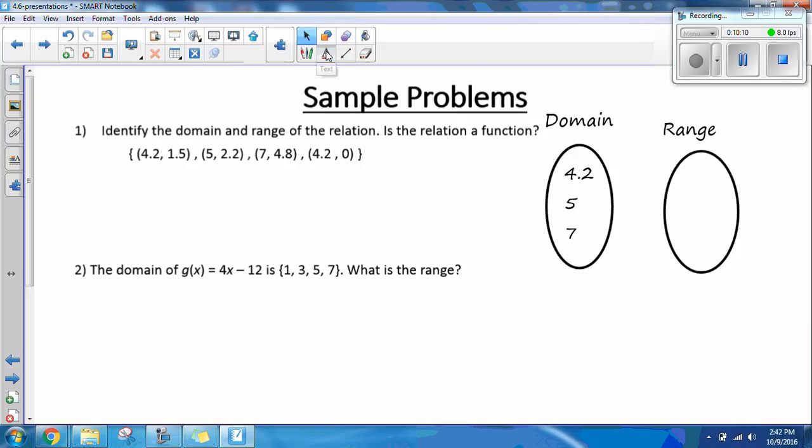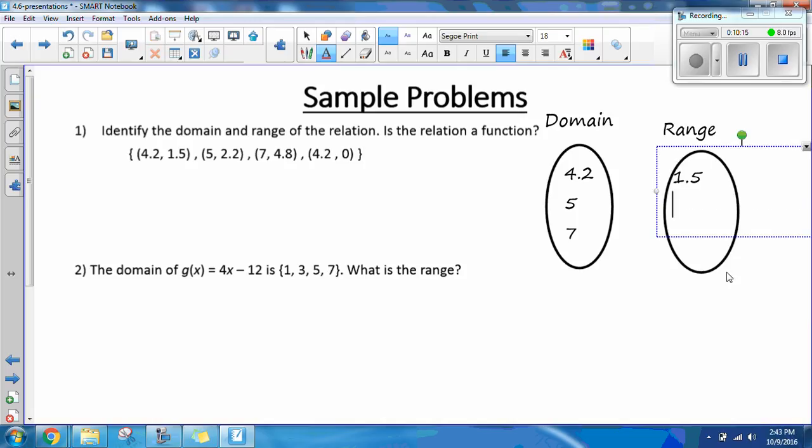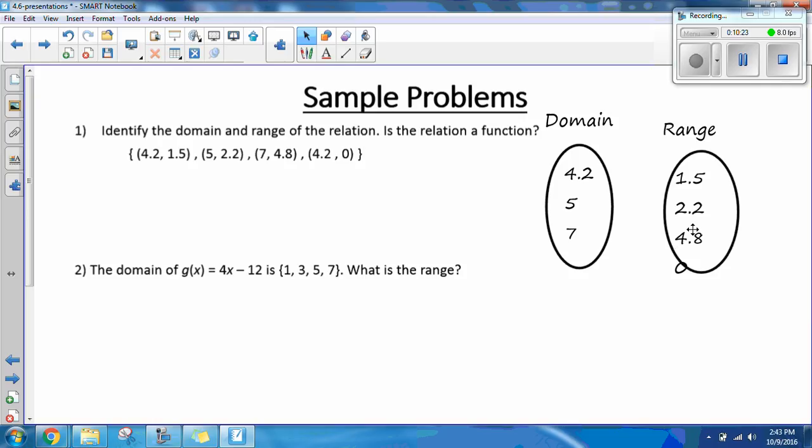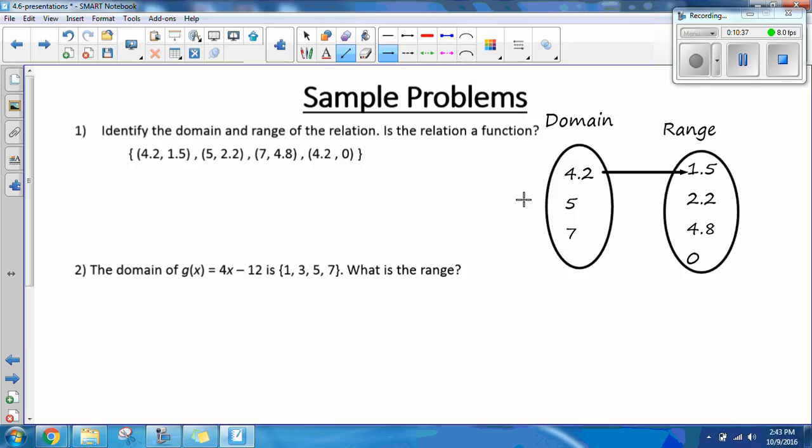Our range has values of 1.5, 2.2. Remember, these are all our y values. 4.8 and 0. Now we need to map each domain value to the range. So 4.2 in the first pair maps to 1.5. 5 maps to 2.2. 7 maps to 4.8. And then 4.2 maps to 0 as well.